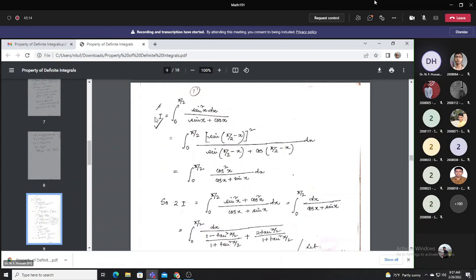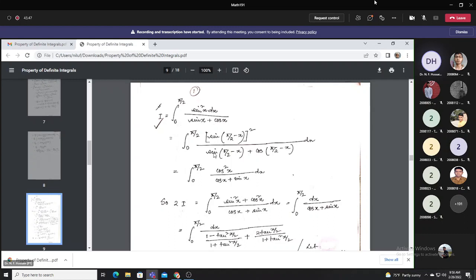Now let I equal to the integral from 0 to pi by 2 of sine square x dx divided by sine x plus cos x. At first you use property number 4. I told you this is very, very important. In place of x, you can write pi by 2 minus x. So the limit does not change, 0 to pi by 2. The upper term will be sine of (pi by 2 minus x) whole square. In the lower term, it will be sine of (pi by 2 minus x) plus cos of (pi by 2 minus x). The upper part becomes cos of x whole square, that means cos square x.